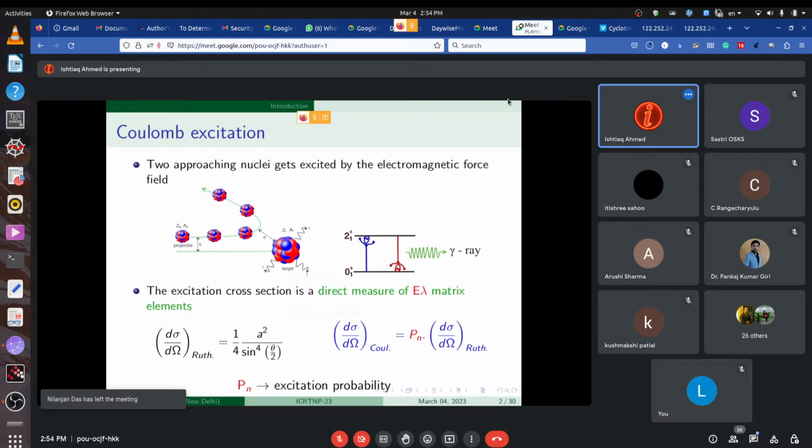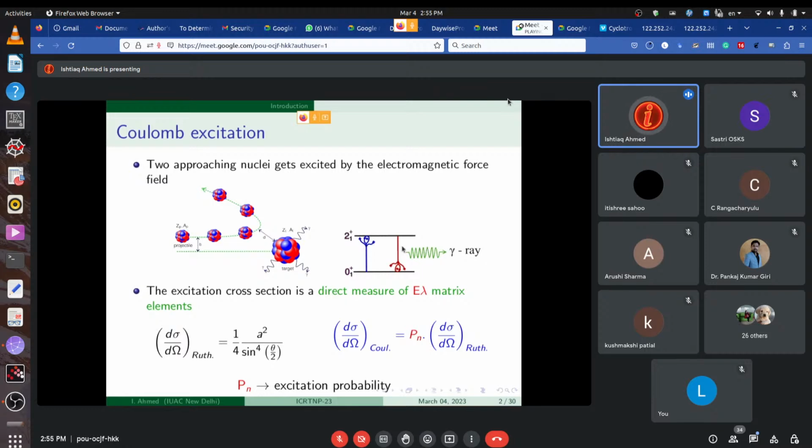So starting directly from Coulomb excitation. As many of you must already know, when two nuclei approach each other, because of the charge of the projectile as well as the target, and therefore the time-dependent electromagnetic field which is acting, the nucleus gets excited. Either the projectile will get excited or the target will get excited, or both of them can also get excited. That is basically the transfer of energy to the nuclear excitation energy. That is what is known as Coulomb excitation, as I am trying to show in this illustration.